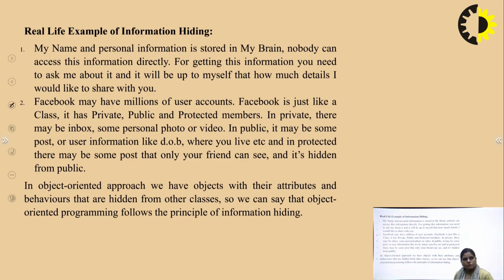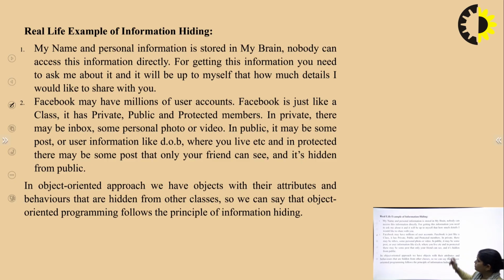Facebook may have billions of user accounts. Facebook is just like a class. It has private, public and protected members. In private, there may be the inbox, personal messages, photos or videos. In public, there may be posts which we make public, or user information like date of birth, where we live and other basic information. And in protected, there may be posts that only your friends can see, hidden from the public.